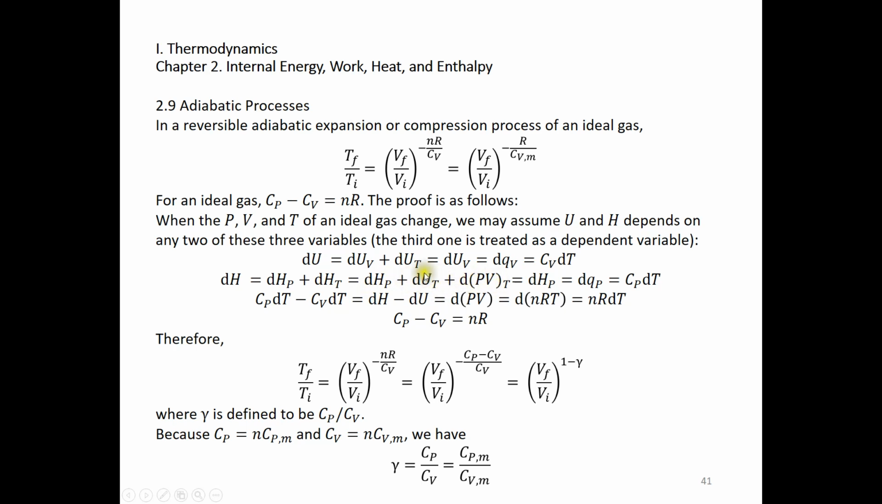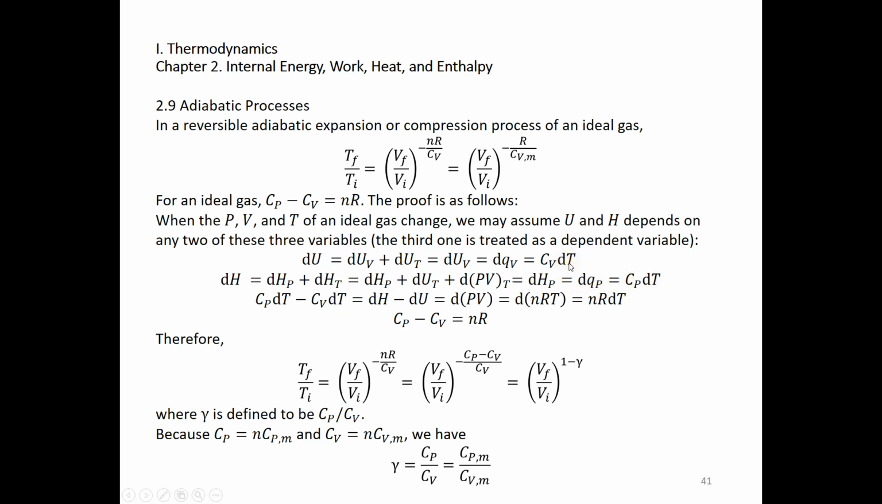Remember this dU sub T is just 0 for the ideal gas, because if you have an ideal gas, the potential energy is always 0, and if the temperature is constant, the kinetic energy remains unchanged. So this dU sub T is 0. The d(PV) sub T is also 0 for an ideal gas. It's just because PV equals nRT, and if temperature is constant, PV is constant. So actually, the last two of the three components are both 0. dH is just dH sub P for an ideal gas. Therefore, for an ideal gas, we have this equation: dH, which is dH sub P, is equal to dQ sub P, which is equal to Cp dT.